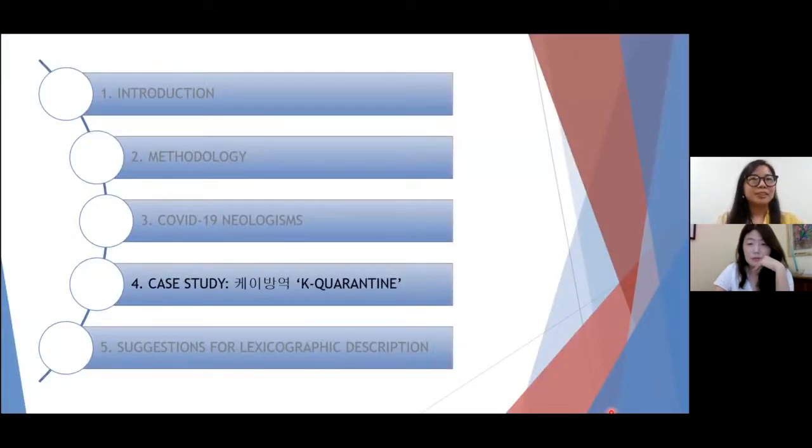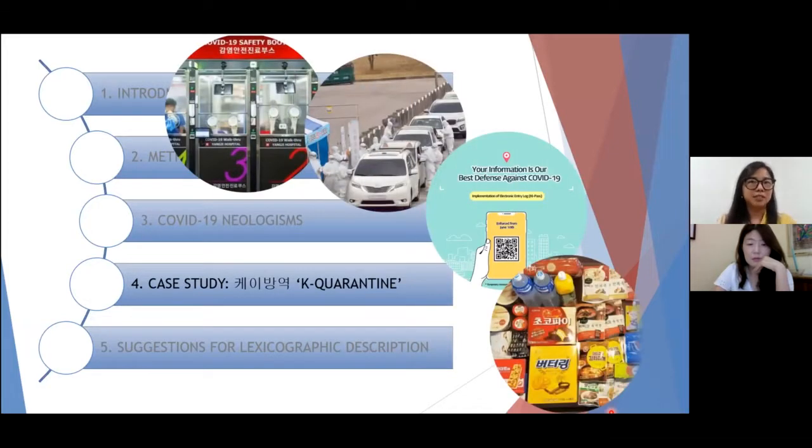So in K-quarantine, K stands for Korea, and K-quarantine refers to a system of preventive measures to contain the pandemic. And that includes safety booths, drive-through testing, contact tracing, and even free delivery of instant food to people who are self-isolating at home or in hotels.